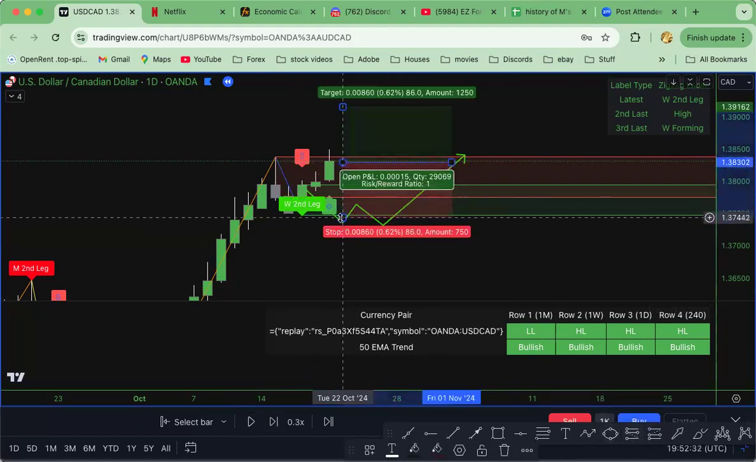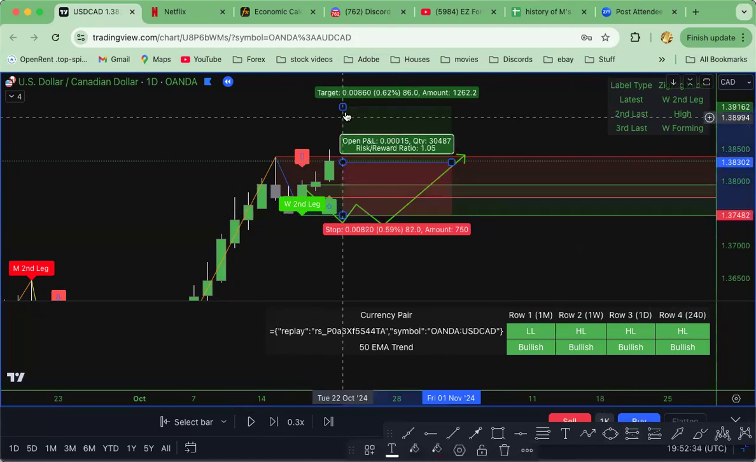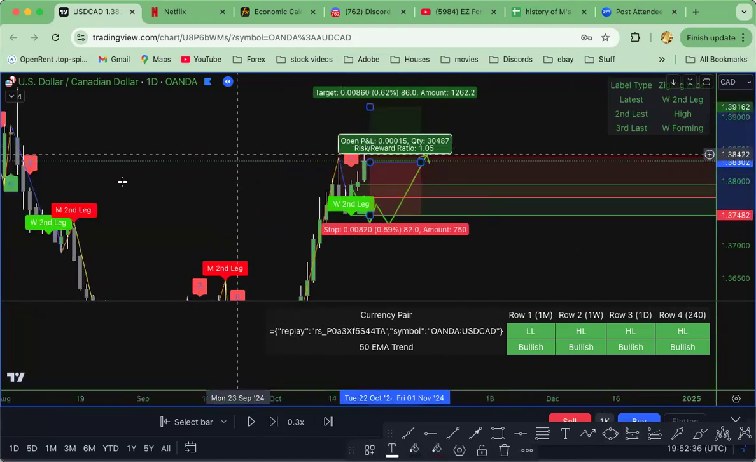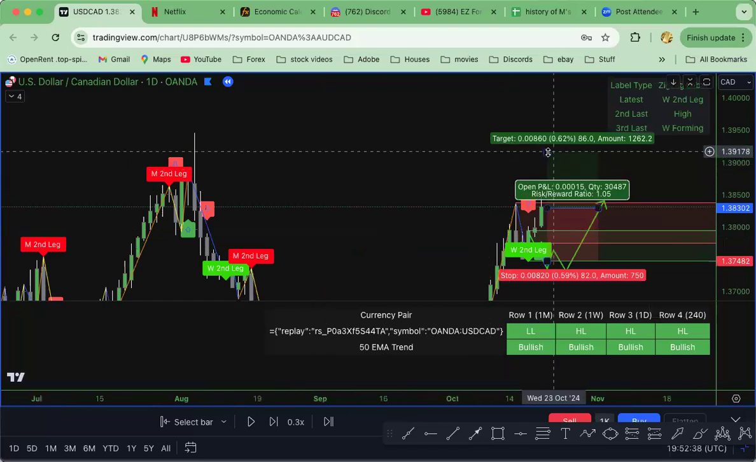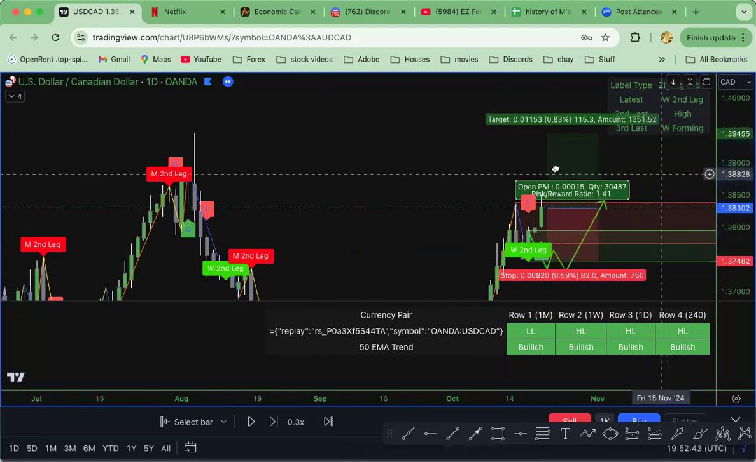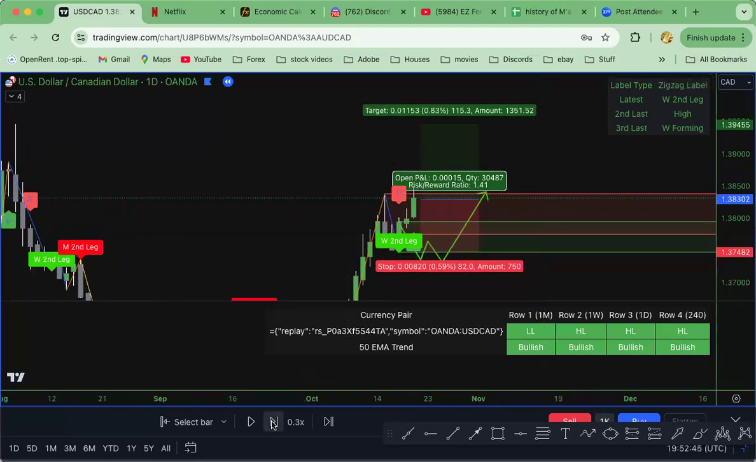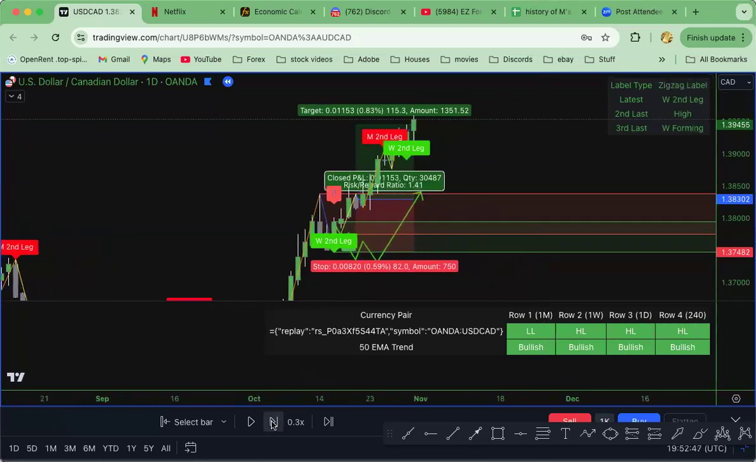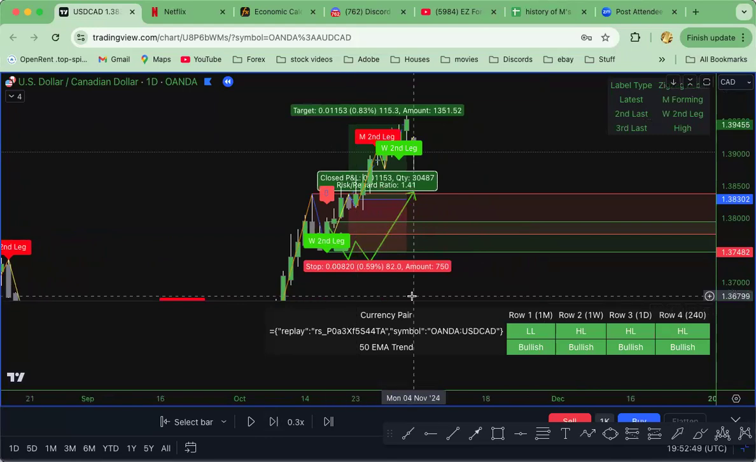Now, personally, this trade bought much more than I would have liked it to. But let's go for this liquidity high here, so like a 1.5R trade right there. There you go. Smashed. You see?